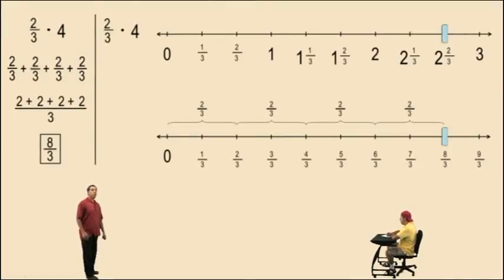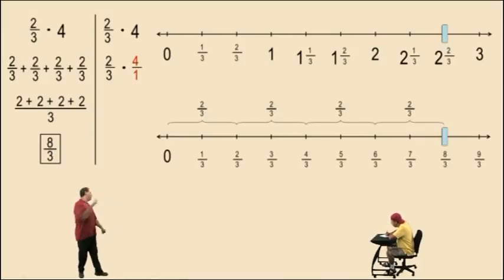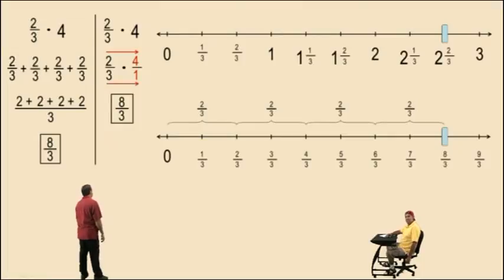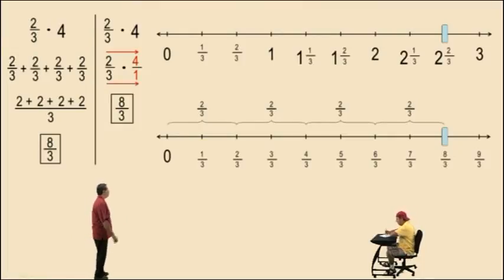So how do we perform this calculation arithmetically without showing it on a number line? Well, here we go. We have 2/3 times 4, and now we're going to rewrite the 4 as a fraction. Just simply put it over 1, because 4 divided by 1 is 4. And if you remember from our previous video, how do you multiply fractions, Charlie? Straight across the top and straight across the bottom. Very nice. That's true. So if we multiply straight across the top and straight across the bottom, we get 8/3 for our answer. So there you go.